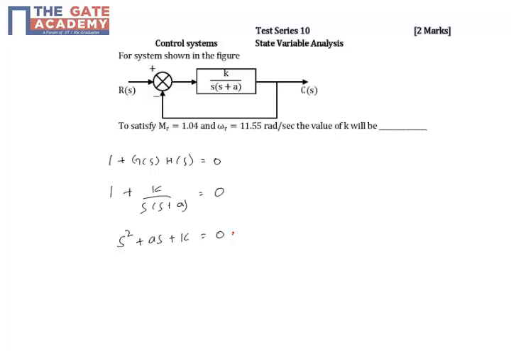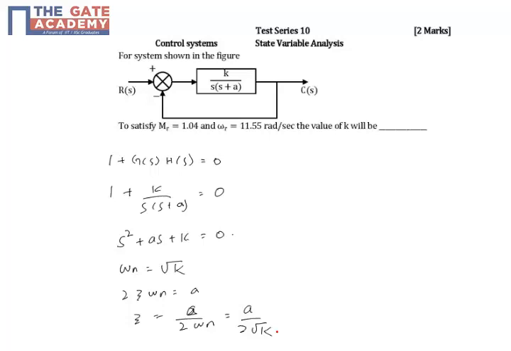Now from this characteristic equation we can determine its natural frequency ωn, which is equal to √k. And then 2ζωn is equal to a. So ζ will be equal to a / (2ωn), so it is equal to a / (2√k).